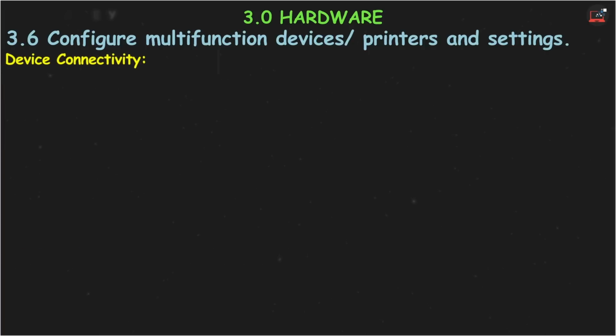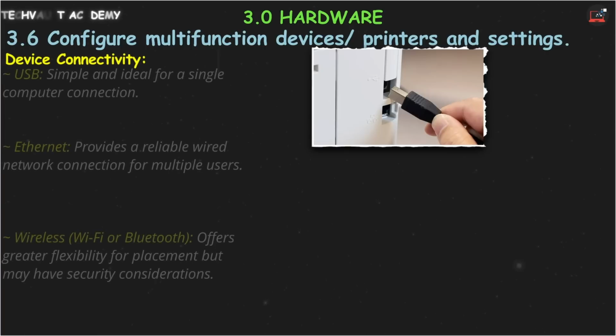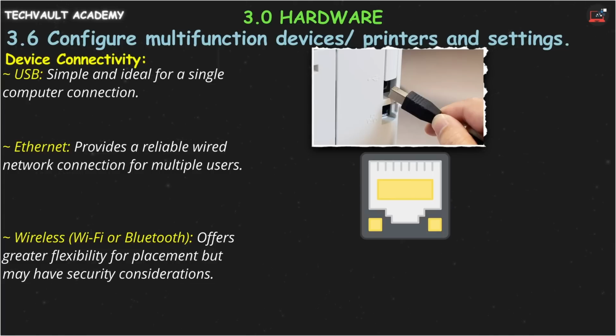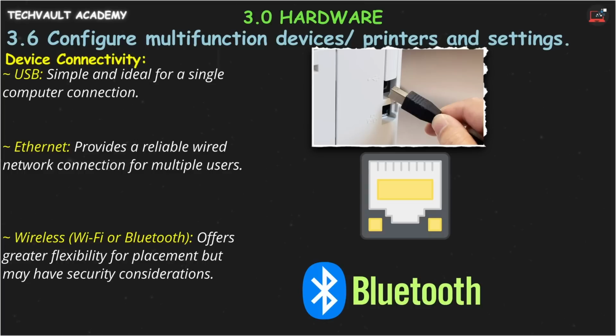Device connectivity. MFDs can connect to your network using various methods. USB, simple and ideal for a single computer connection. Ethernet provides a reliable wired network connection for multiple users. Wireless, Wi-Fi or Bluetooth, offers greater flexibility for placement, but may have security considerations.